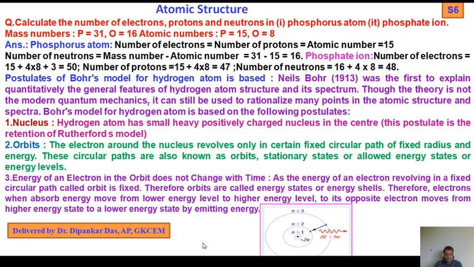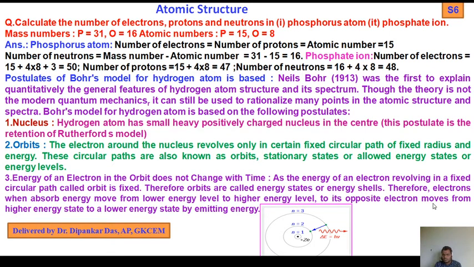The energy of an electron in the orbit does not change with time, as the energy of an electron revolving in a fixed circular path called an orbit is fixed. Therefore orbits are called energy states or energy levels. Therefore electrons, when they absorb energy, move from a lower energy level to a higher energy level.